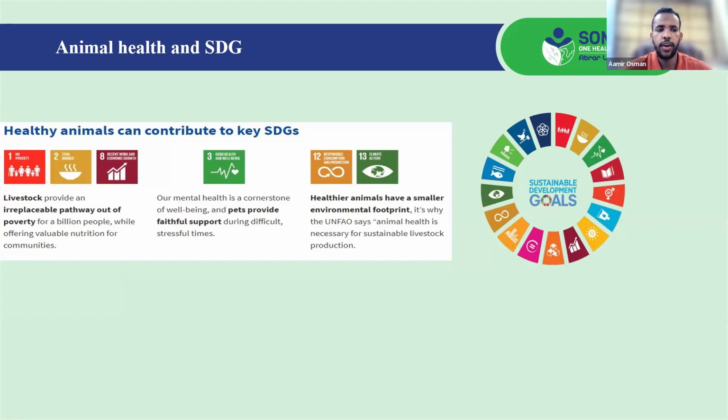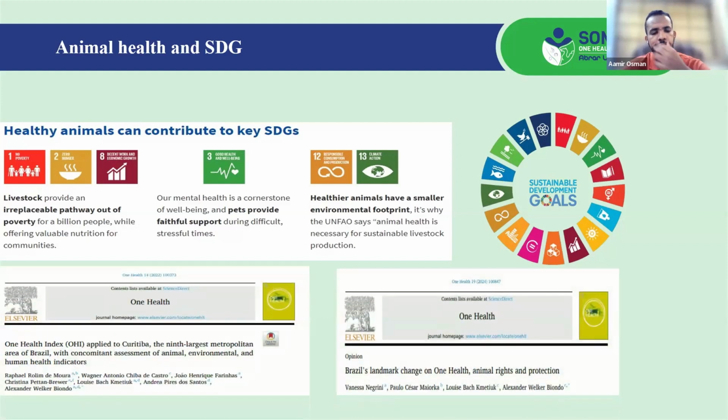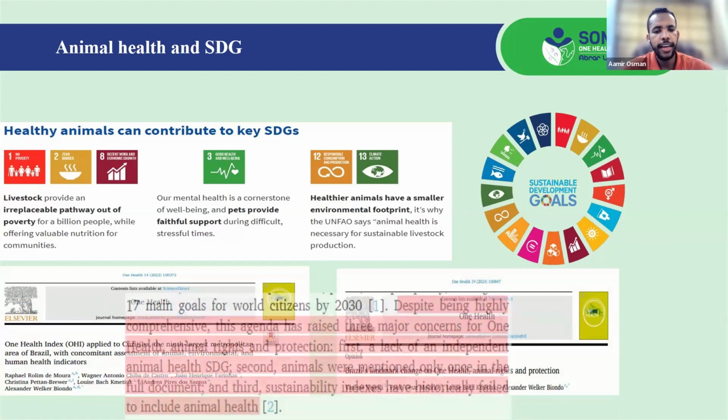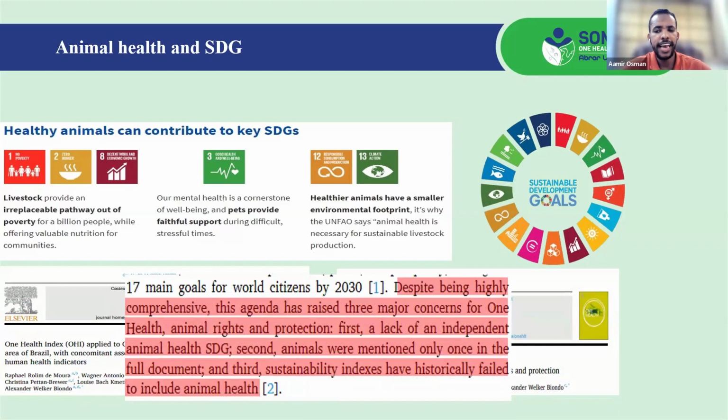There are many studies that talk about how animal health contributes to achieving the SDG goals, but there are two studies that I ended up reading while doing some literature review. What these two papers mention is that animal health and welfare may be indirectly accomplished in most SDGs, not directly, as improvement for human life. Despite being highlighted as comprehensive, this agenda has raised three major concerns for One Health, animal rights, and protection.